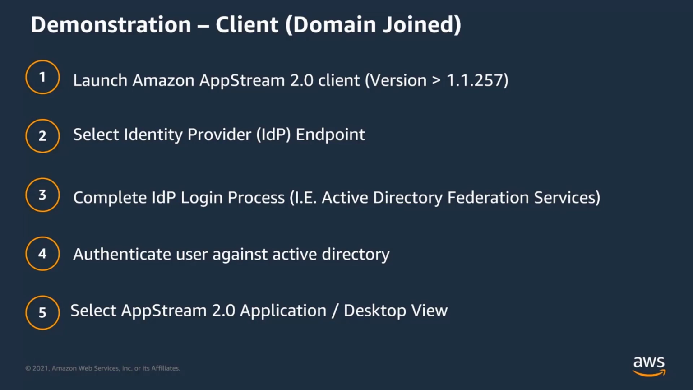The first step is I'm going to launch the AppStream 2.0 client. I'm going to then be selecting the identity provider endpoint associated with my particular IDP. I'll do the login process with ADFS. Then I'm going to be prompted to authenticate against the Active Directory that is being joined to that instance. And then I'll be able to select the application or desktop view that's been assigned to my AppStream 2.0 stack.